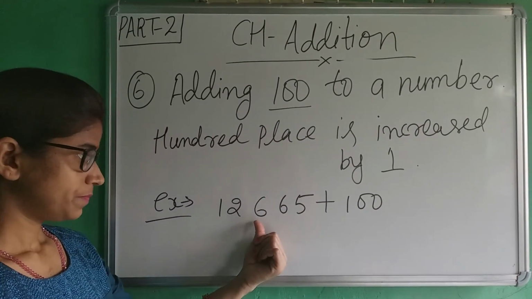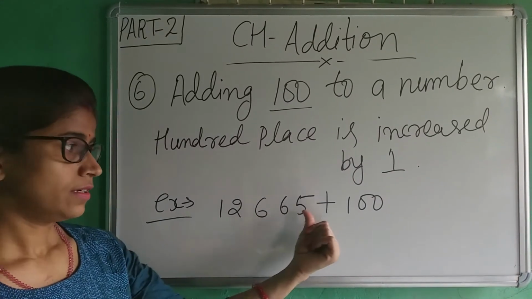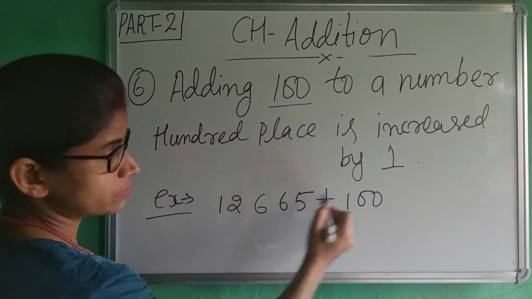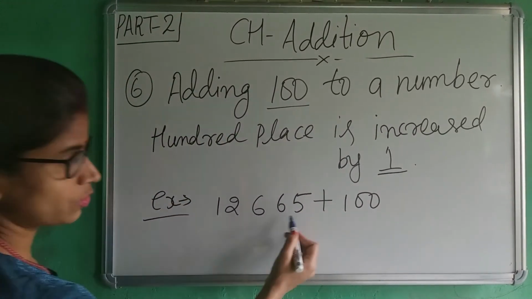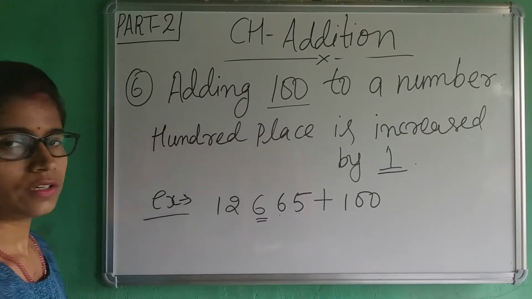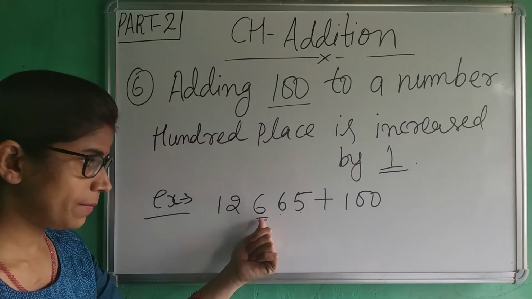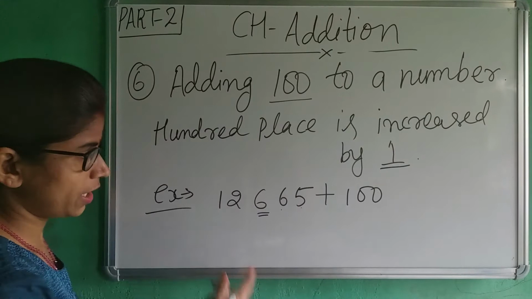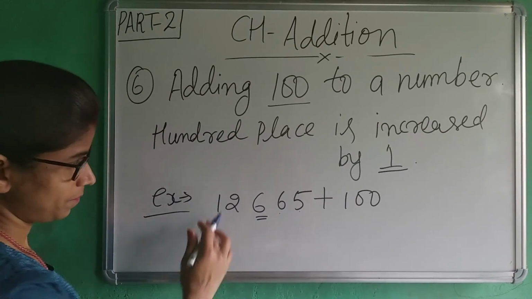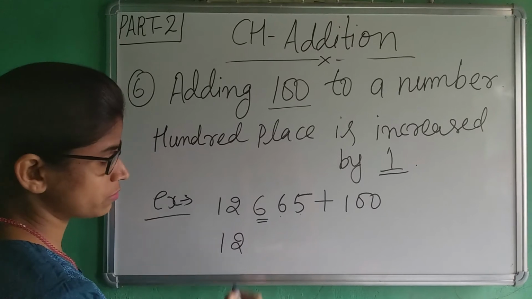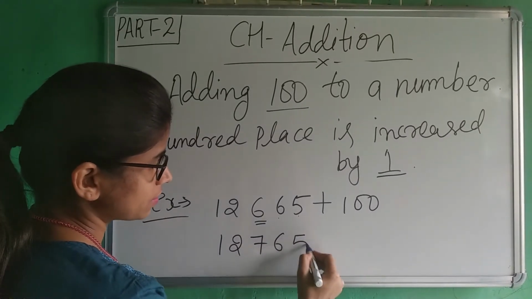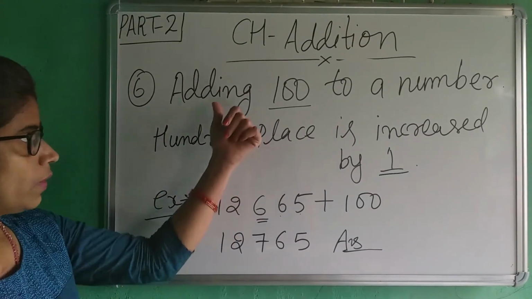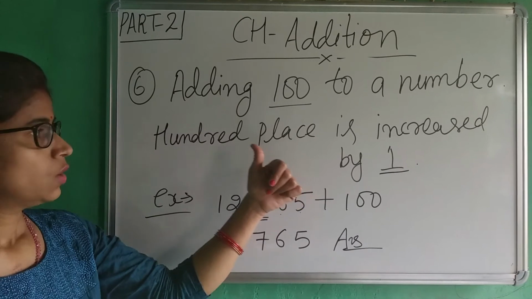Okay? So, when you add 100 in this number, what will happen? Your hundreds place will increase by 1. Check your hundreds place, 1s, 10s, 100. Here is your hundreds place. So, what will happen? Your 6 will become 7 according to the rule. Okay? And the rest of the digits will be the same. Means the answer will be 12,765.